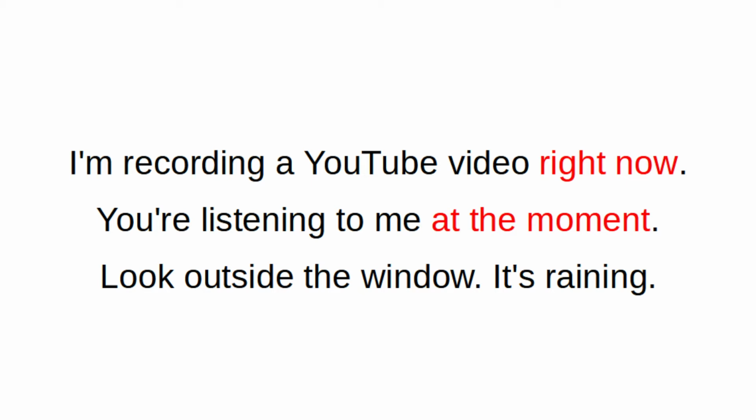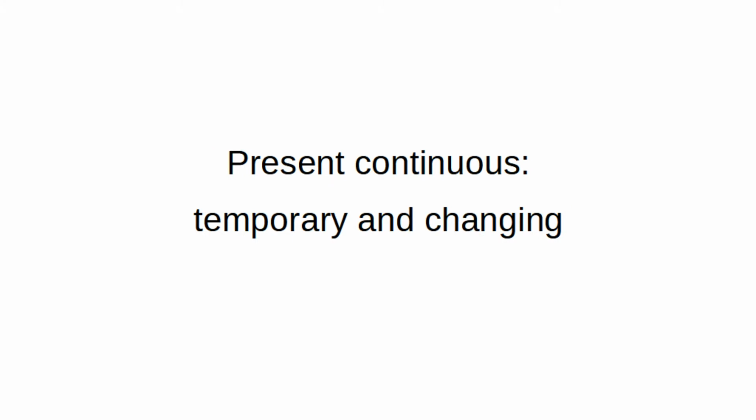Remember that present simple is permanent and stable. The present continuous has the character of being temporary and changing, pretty much the opposite of the present simple. All the actions in the examples are going to end at some point in the future, and the situation will change. I'm going to finish the YouTube video soon. You're not going to listen to me anymore, and the rain is going to stop at some point.